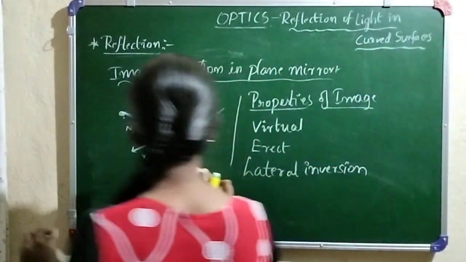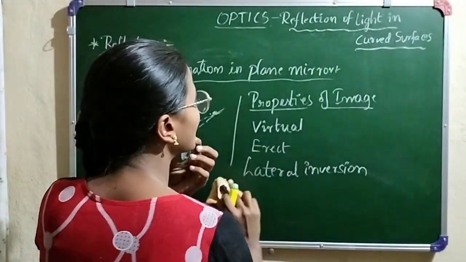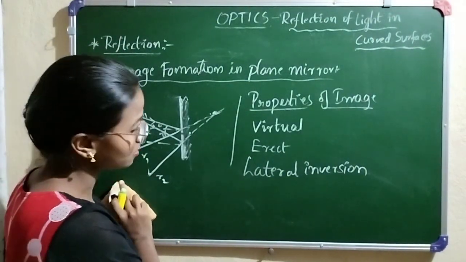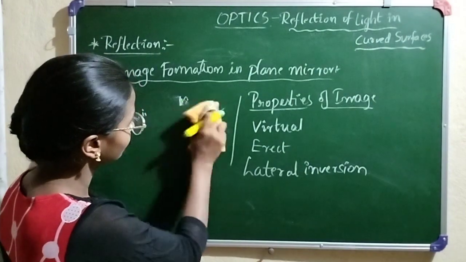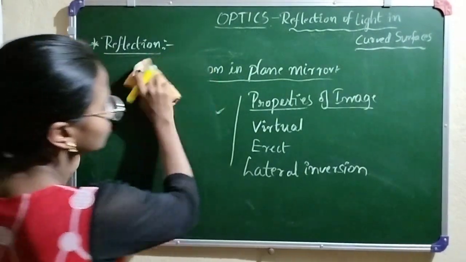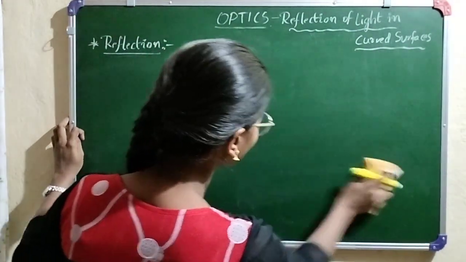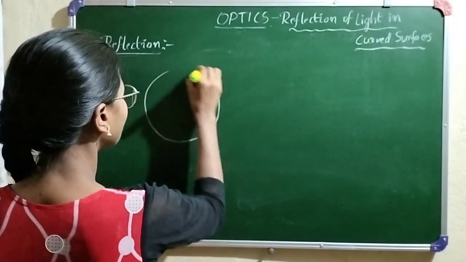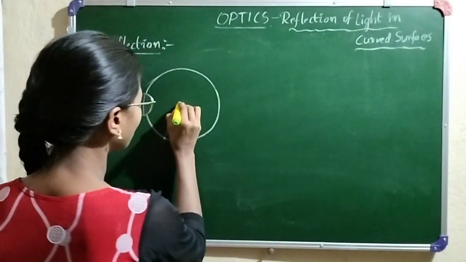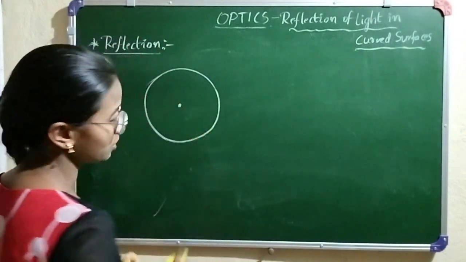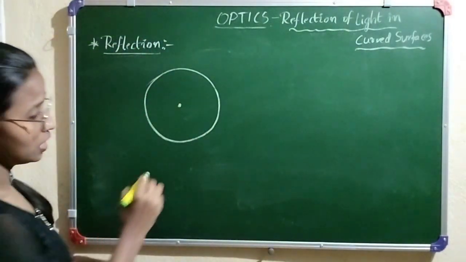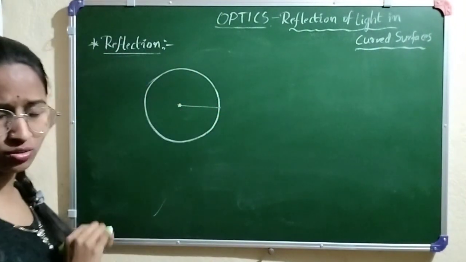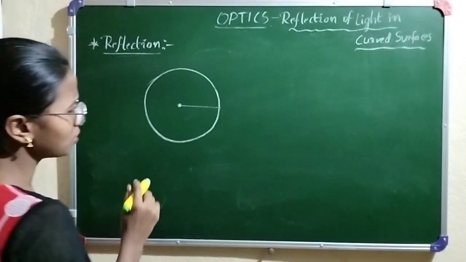So let's come to the topic, reflection of light in curved surfaces. We'll see the curved surfaces. Suppose I am taking a sphere. For this circle, it has one center of curvature, as we already know. It has the radius of curvature, which is the same from the center to all the points.